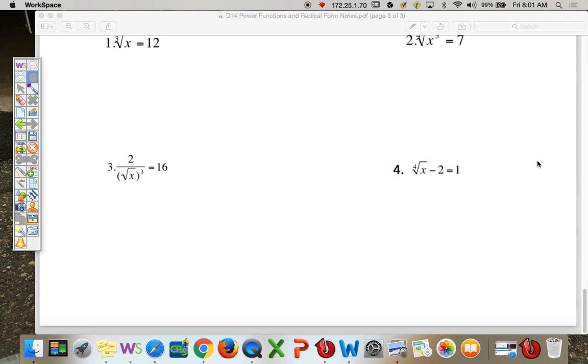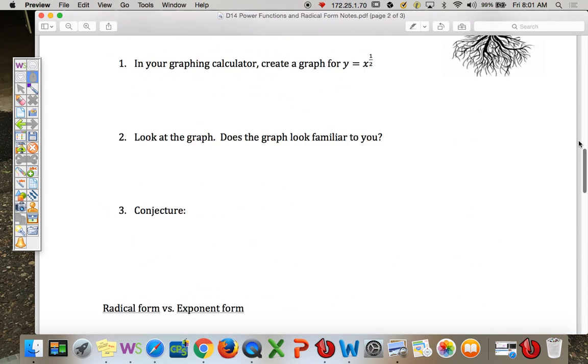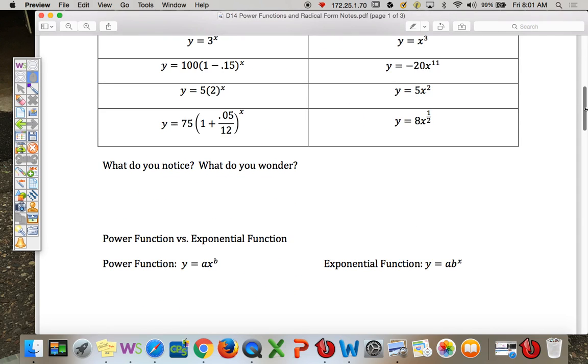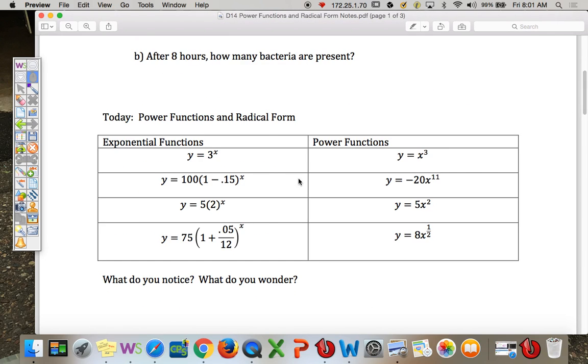So today we looked at power functions. You should be able to switch from radical form to exponential form, and then also solve equations using this.